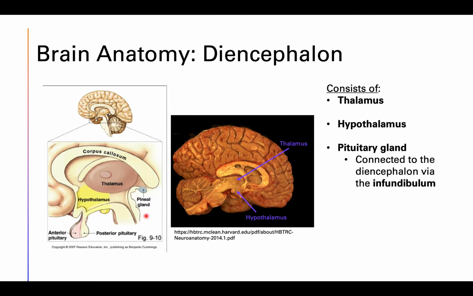Over here in this drawing, we can see that the thalamus is superior to the hypothalamus, which is superior to the pituitary gland, that is divided into 2 distinct regions, the anterior pituitary and the posterior pituitary, which perform physiologically distinct functions. Also to note, in this region, we have the pineal gland. Here on the right is a cadaver image where we can see these structures, the thalamus and the hypothalamus, in more anatomical detail.